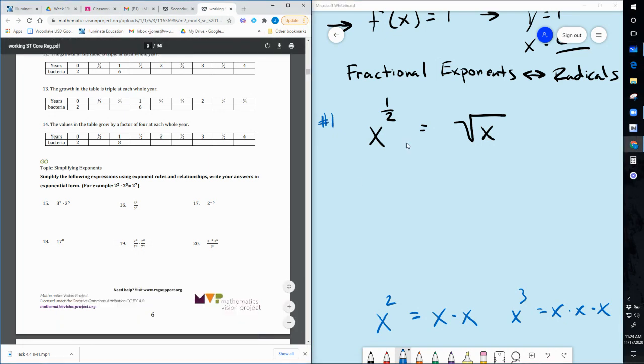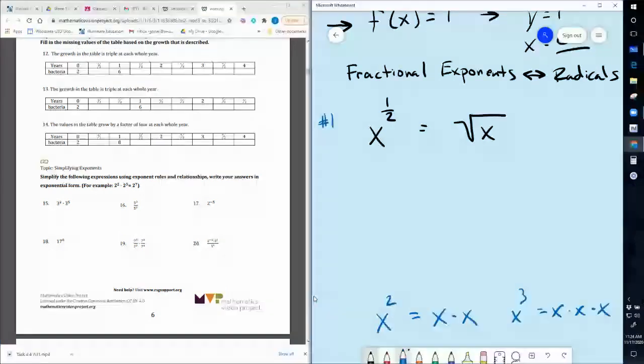All right, the next rule is going to be, so that one's specifically if you have 1/2 in the exponent. This one's if you have any fraction.